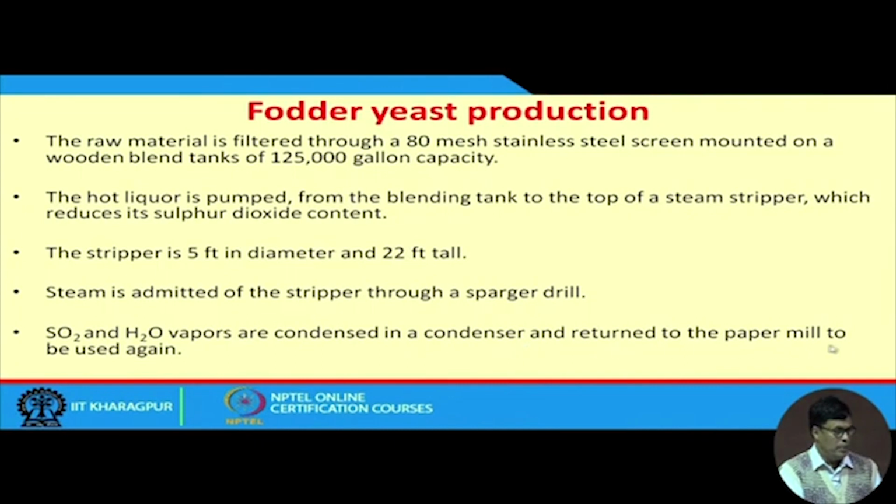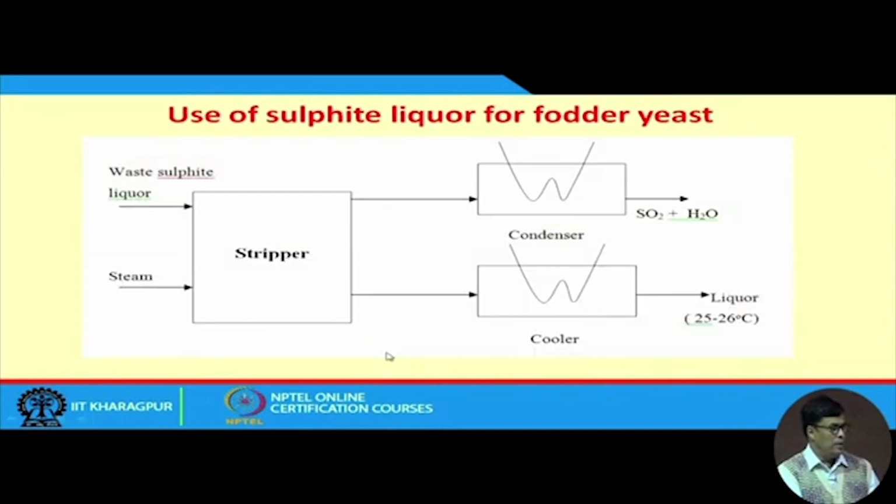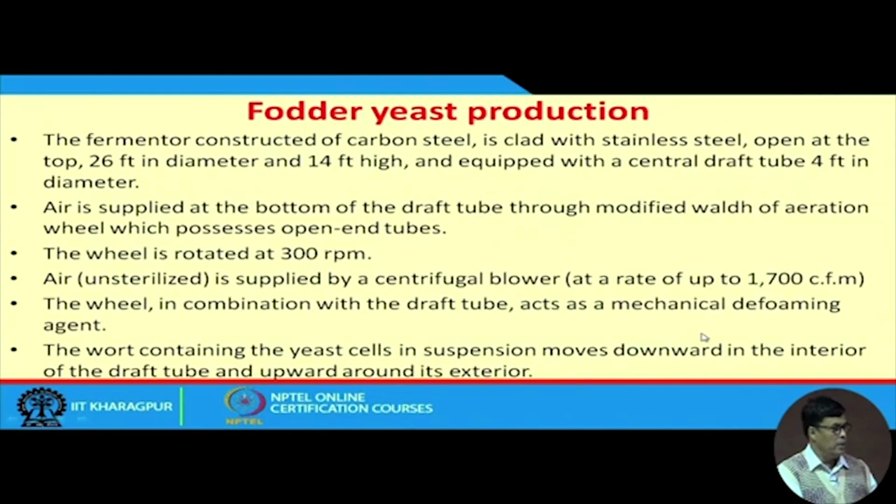Sulfur dioxide and water vapors are condensed in the condenser and returned to the paper mill for use. It is again recycled back to the paper mill for reusing purpose. The recycling is there. So here it can be explained. Here the waste sulfite liquor is coming, steam is coming here. This is a stripper. Then the vapor of sulfur dioxide and water condenses here. So you get the sulfurous acid, because both are coolers. Here also hot liquid is cooled, and this liquor is good for the fermentation process. We reduce the temperature to 25 to 26 degrees centigrade.